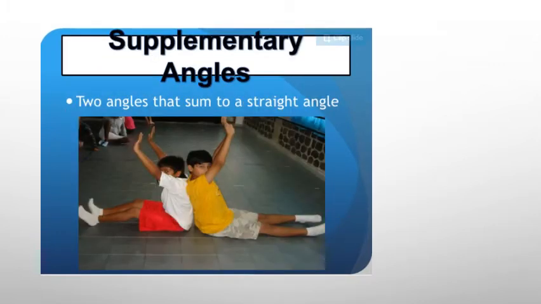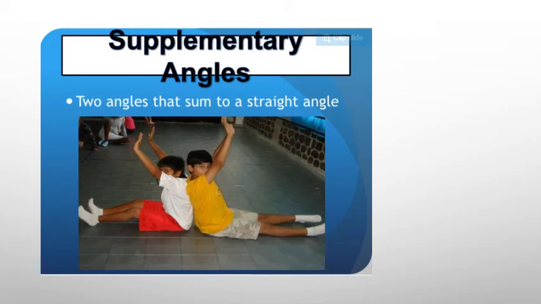After this, supplementary angles. For any two angles, remember, when we add them and get a straight angle, meaning the sum of two angles equal to 180 degree, they are known as supplementary angles. For example, one angle is 100 degree, another angle is 80 degree. When we add them, we get 180 degree. So these two angles are known as supplementary angles.